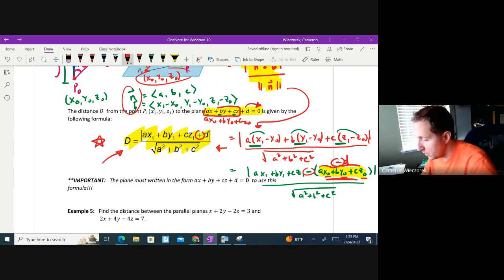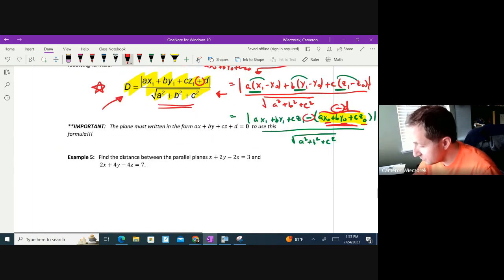The distance from the point P1 to the plane is given by the absolute value of ax1 plus by1 plus cz1 plus d. So take your ordered pair that they give you and plug it into the equation of the plane that you're measuring to, and then divide by the magnitude of that normal vector. So divide by the square root of the sum of the squares of the coefficients of x, y, and z. In order to use that formula, you have to make sure the plane is written in this form, ax plus by plus cz plus d equals 0. So make sure that you have 0 on one side.